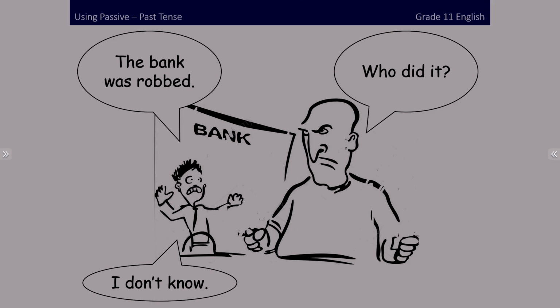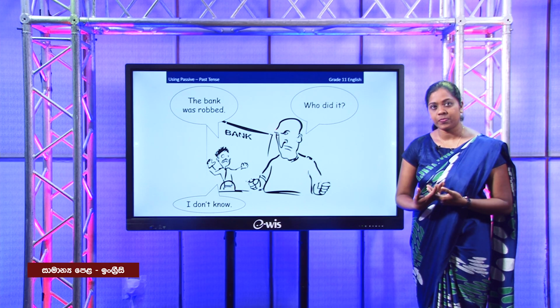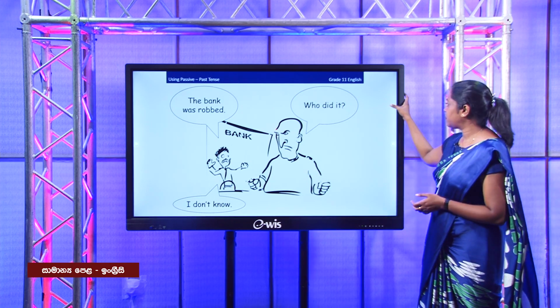Someone comes into the bank and says to the manager, maybe, the bank was robbed. And the manager is asking, who did it? So the person who brought the news has no idea. So he says, I don't know. In this particular slide, you can clearly understand that the by agent is not compulsory always. When he says the bank was robbed, he got the meaning, he got the idea, he got to know what actually happened. Clear? Right.